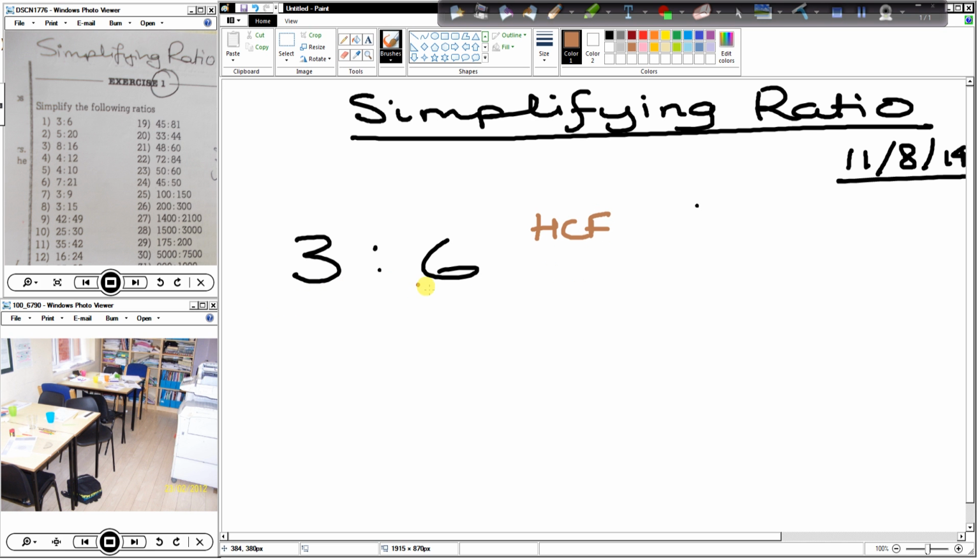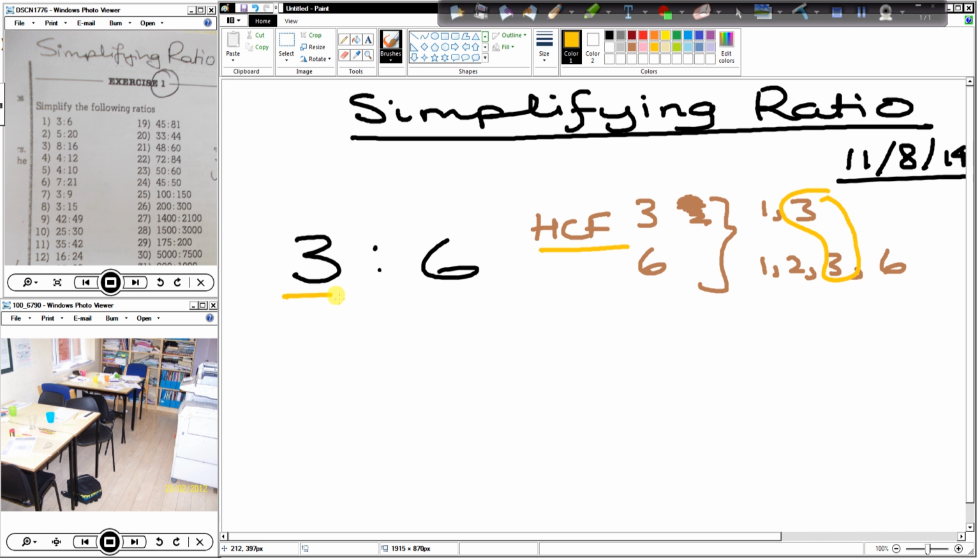we look at the highest common factor of 3 and 6. What are the biggest numbers that 3 and 6 will divide by? 2. They will divide to give you 2, one of them will, but that's not what I'm looking for. 3 will divide by 1 and 3. 6 will divide by 1, 2, 3 and 6. So the highest common factor is the biggest number that they will both divide into. So you divide them both by 3, because 3 is the highest common factor.